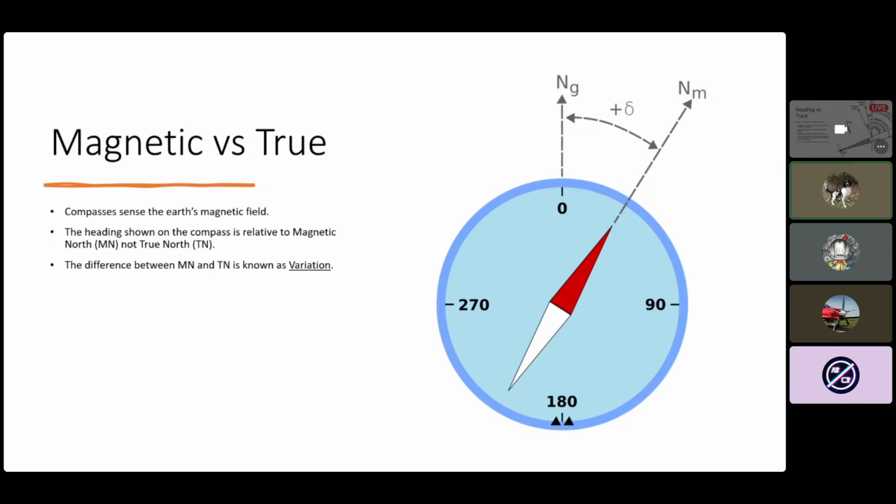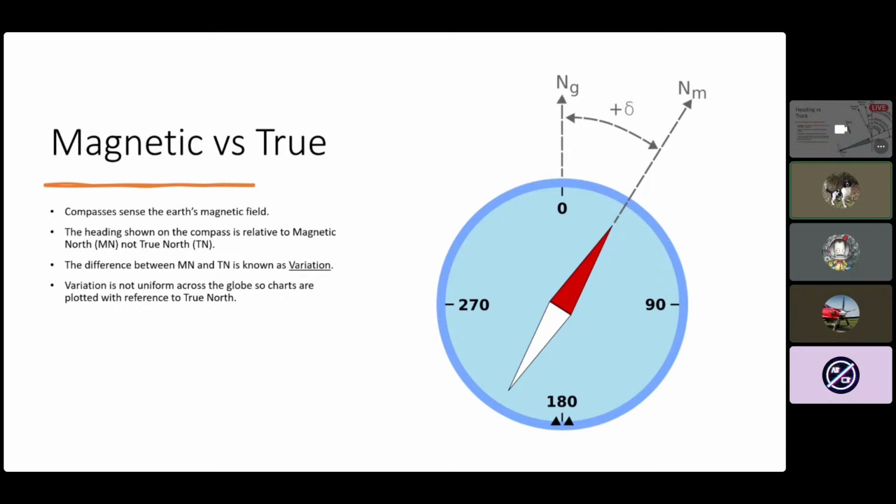Now, why does this matter? Why is it important? Well, charts are all plotted with reference to true north because magnetic north doesn't vary linearly across the world. It's kind of all over the place. So if you try to plot your chart based on magnetic north, it would be a mess.